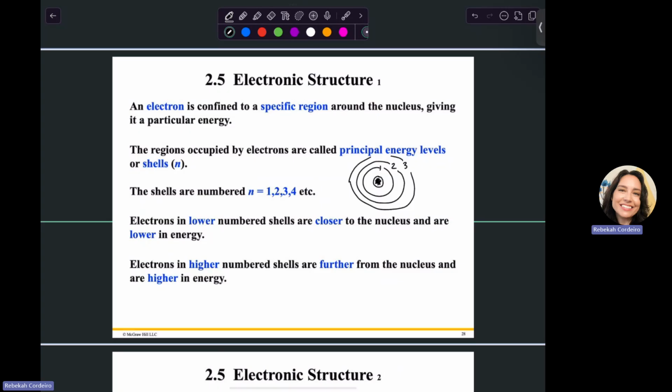Think about it like stairs. It doesn't take as much energy to go up one flight of stairs as it does to go up 3 flights of stairs. And we call these the energy levels or shells.